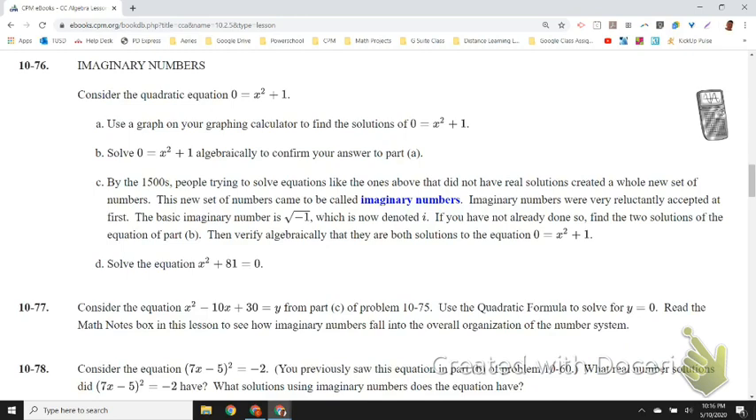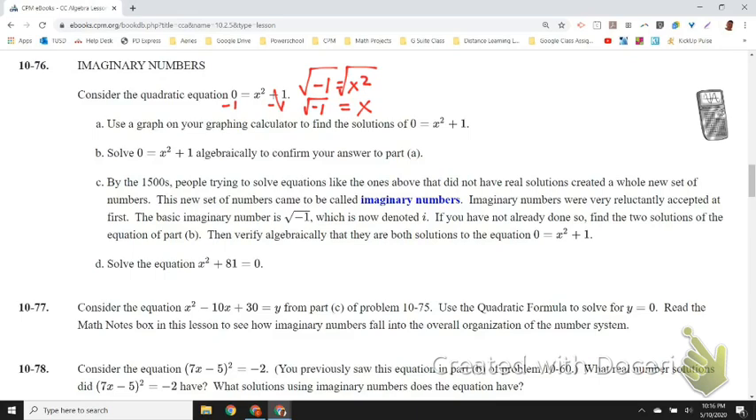the problem itself. It wants us to solve algebraically. So if we're going to solve algebraically here, right, I'm going to have to subtract 1 on both sides. And I get negative 1 equals x squared. Well, my next step is to square root this. So the square root of x squared is x, and the square root of negative 1 is just the square root of negative 1. All right.